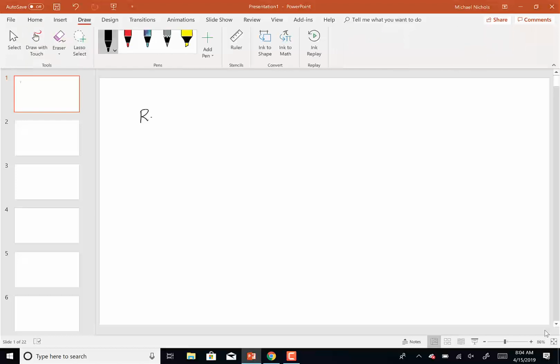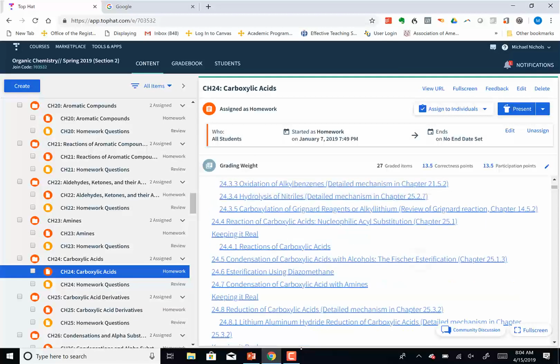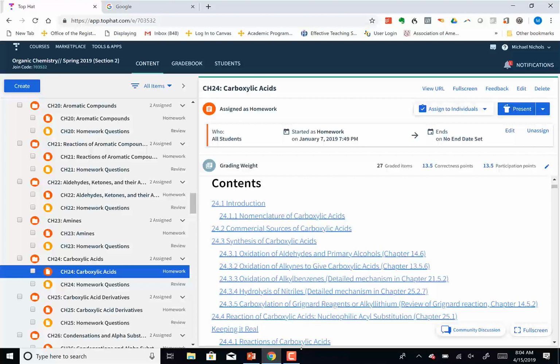But we're not going to necessarily go into hyperspeed, but we'll hit the major fundamental issues. So with carboxylic acids, if I pull up Top Hat, the topics, the first thing is naming carboxylic acids, and there is a whole common name section as well as commercial sources of carboxylic acids. You can go ahead and read that on your own.